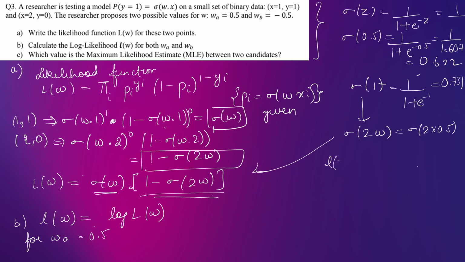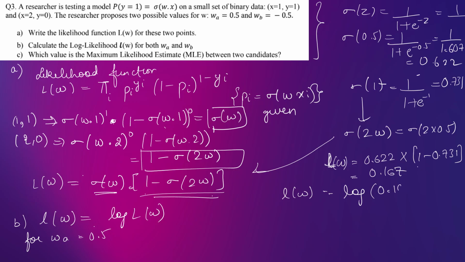Now on calculating, you basically put the values first in your capital L. You get 0.622 into 1 minus 0.731, and 0.167 is the answer for your likelihood function. Your log likelihood will be equal to the log of this function, that is log of 0.167. You'll get it as minus 1.79. Now this was for WA.